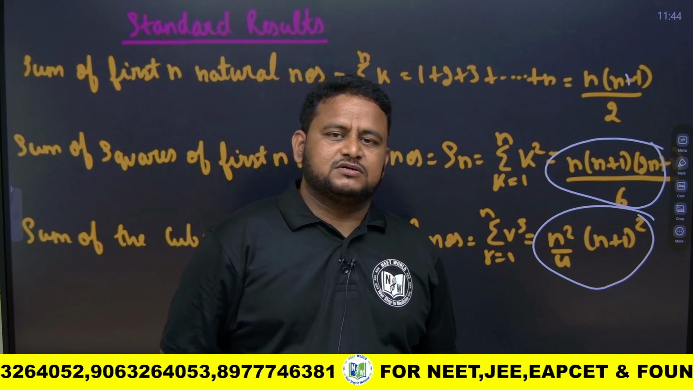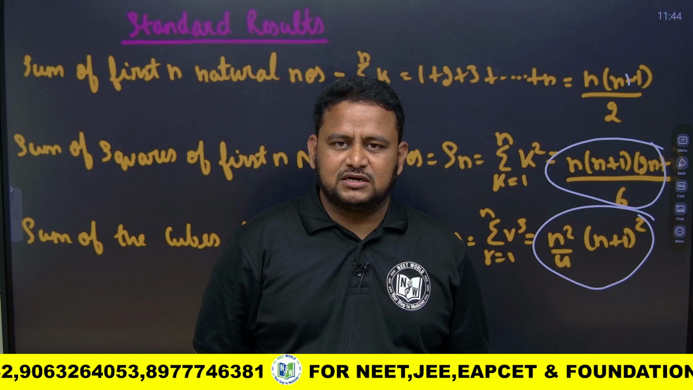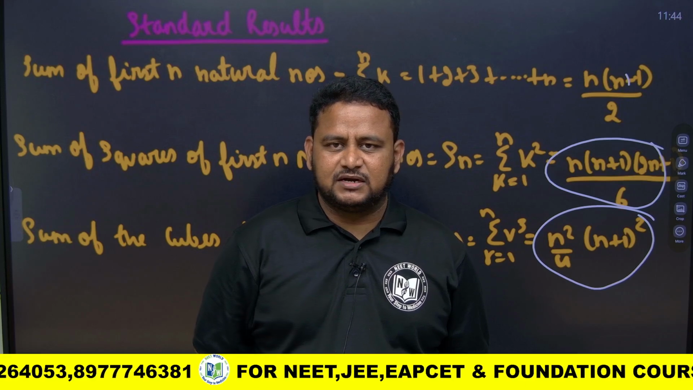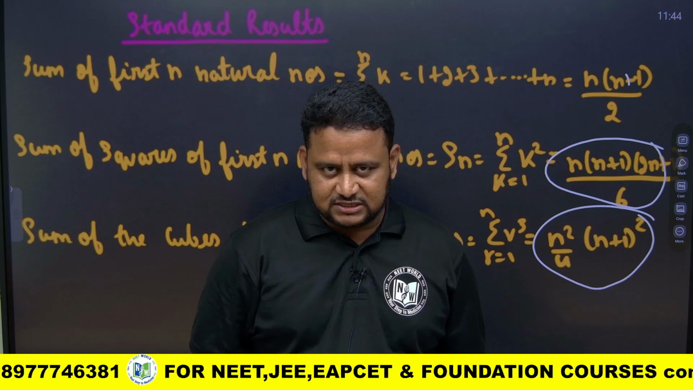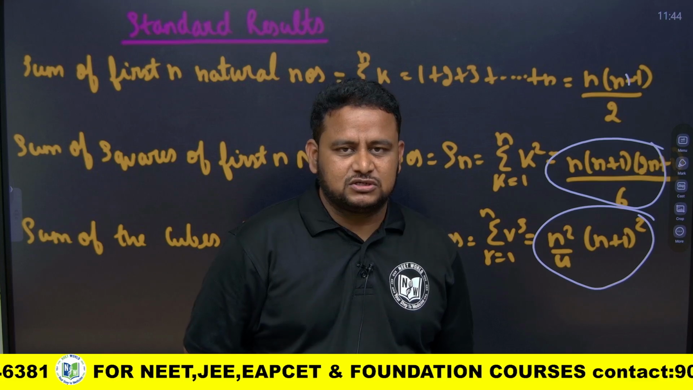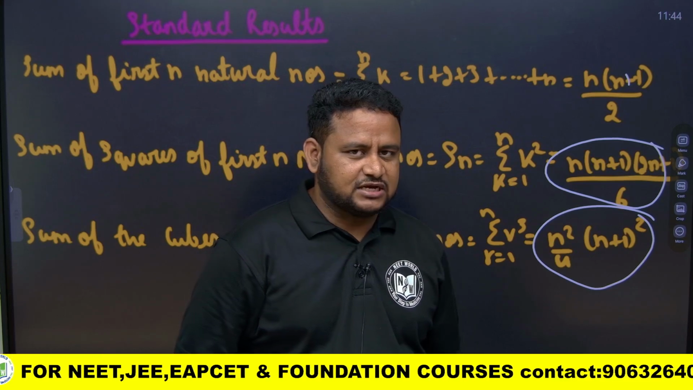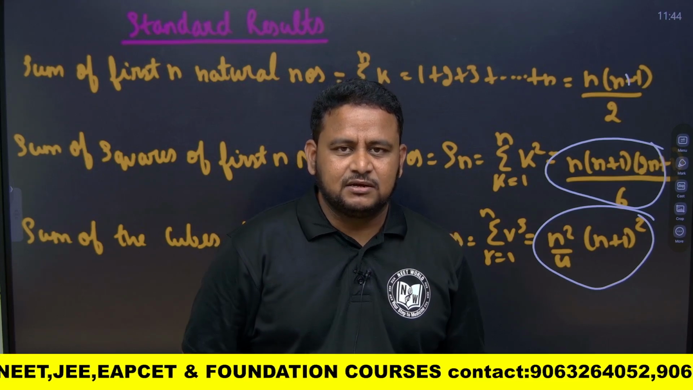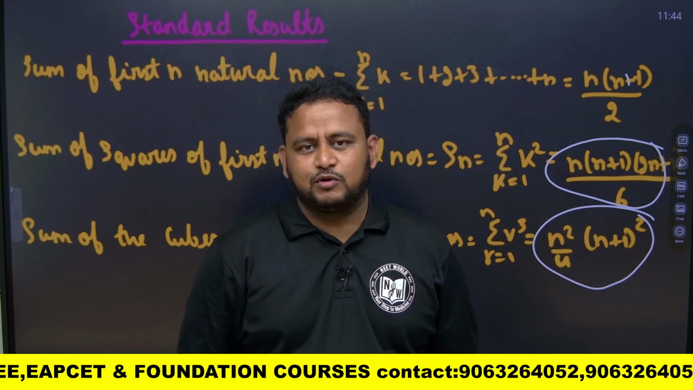Then we learnt what is summation, that is sigma, and also we learnt about pi notation, that is the product of similar terms. Then we learnt what is a telescopic series. Based on telescopic series, we solved so many questions in the previous class also, in this class also, and then we learned some standard results. But before that, we also learned what is harmonic progression.